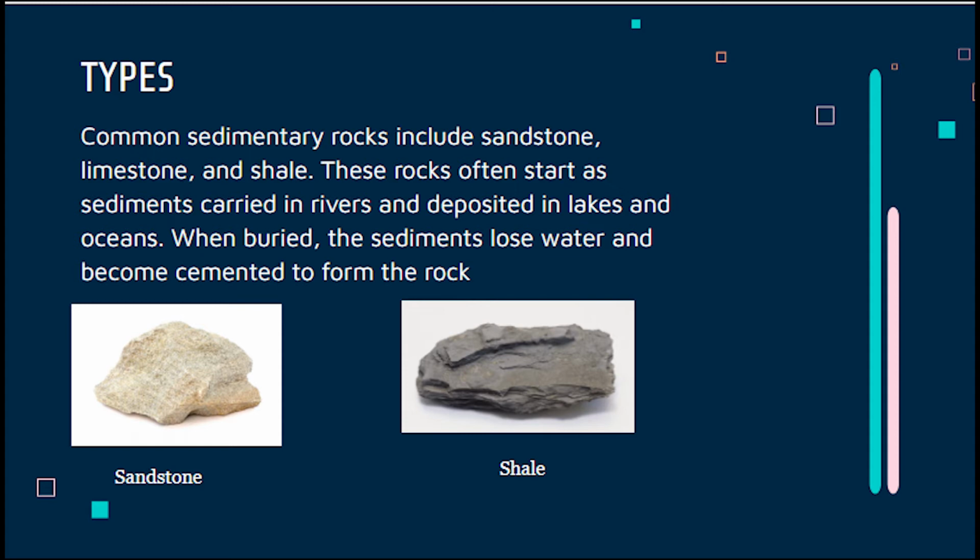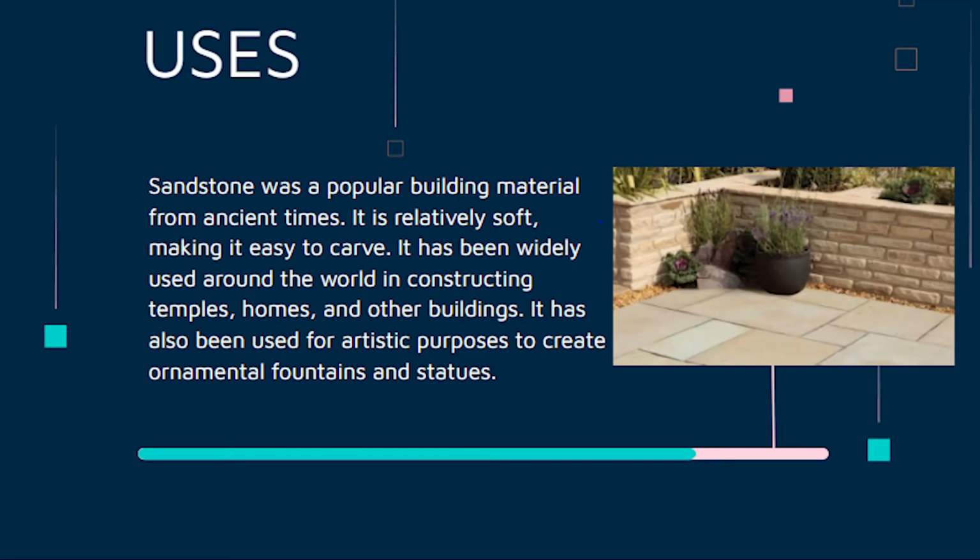Sandstone was a popular building material from ancient times. It is relatively soft, and being soft makes it easier to carve, right? It has been widely used around the world in constructing temples, homes, and other buildings. It has also been used for artistic purposes to create ornamental fountains and statues.